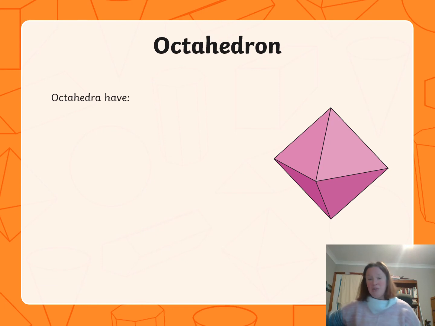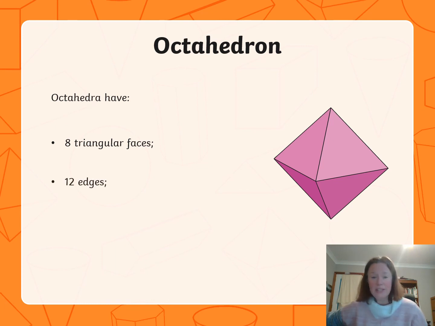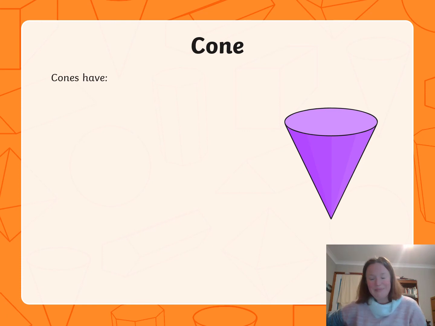An octahedron. Now, I really like an octahedron. It's basically 2 square-based pyramids stuck together. Yeah, really interesting shape. They have 8 triangular faces. So all triangular faces on this one, 12 edges, 6 vertices. And they're just a fascinating shape.